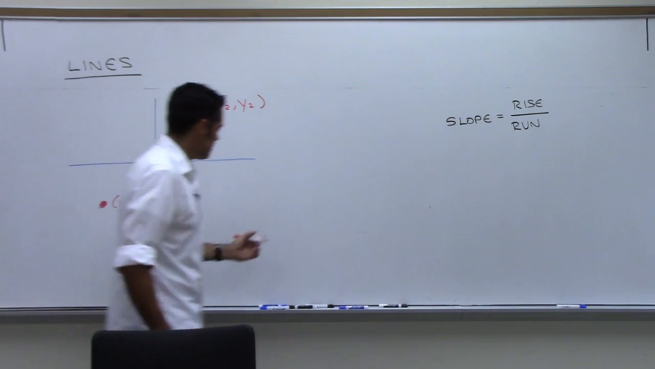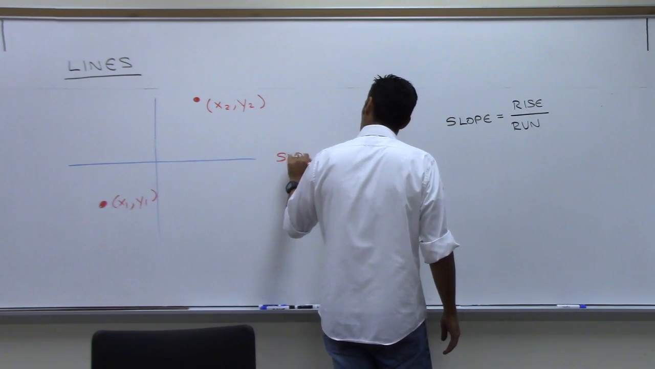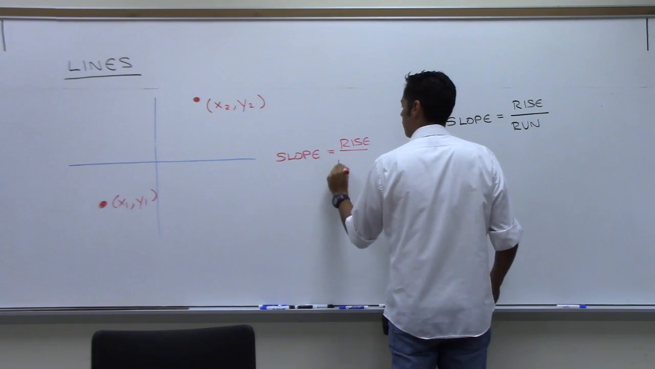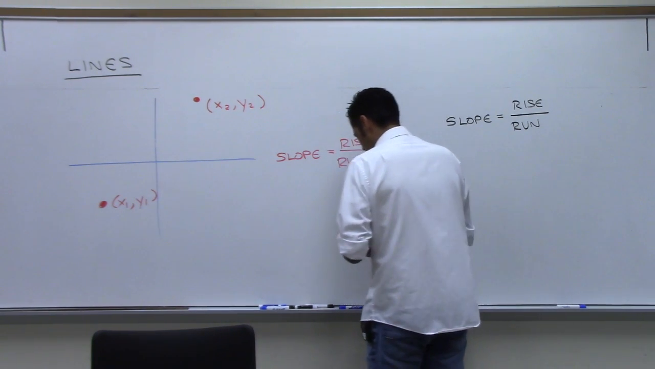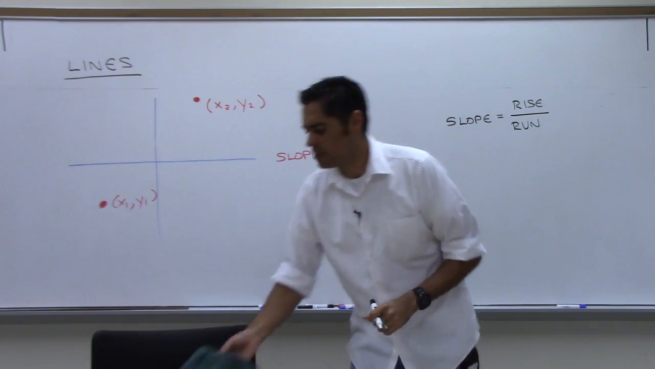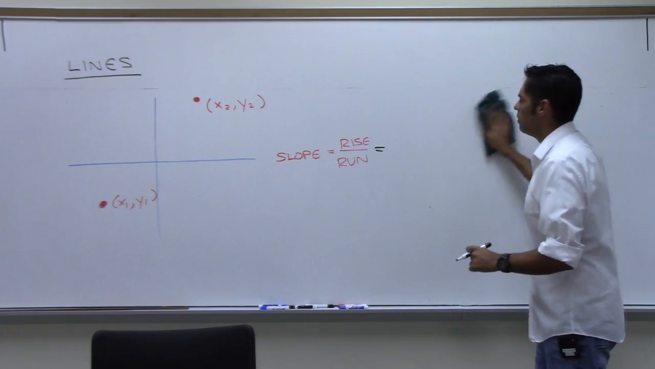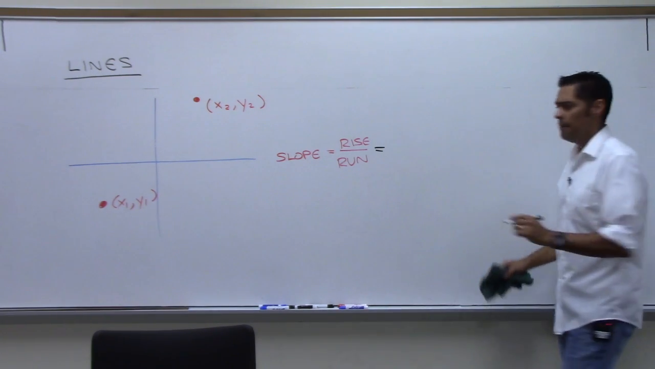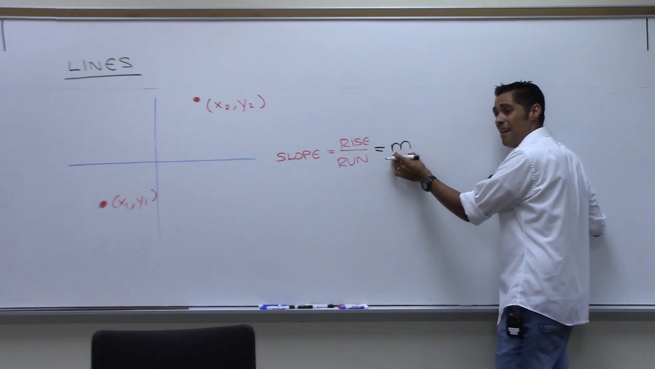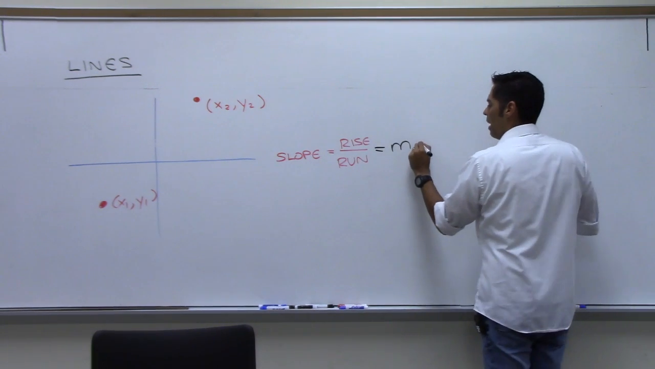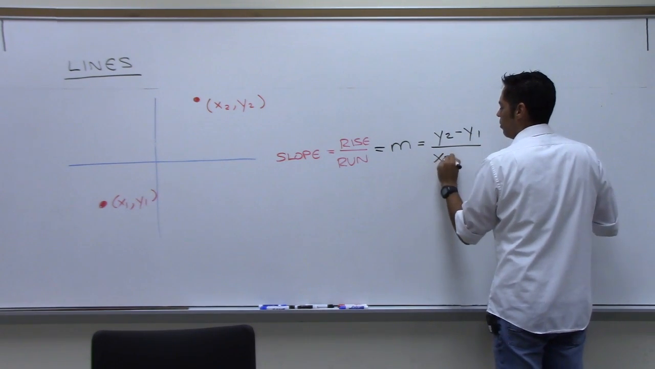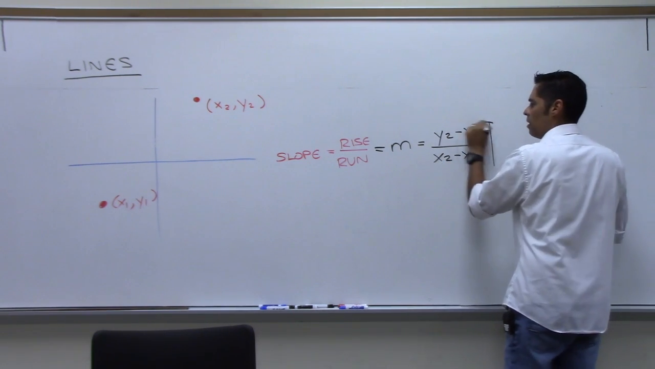Then if you have this, the slope is defined to be the rise over run, which we actually use a letter for. Does anyone know the letter that represents the slope of a line? M. We use that. That's just standard protocol. Anytime we're working with lines, when someone says M, they're talking about this ratio. And for us, it will be y2 minus y1 over x2 minus x1. That's the formula for the slope.